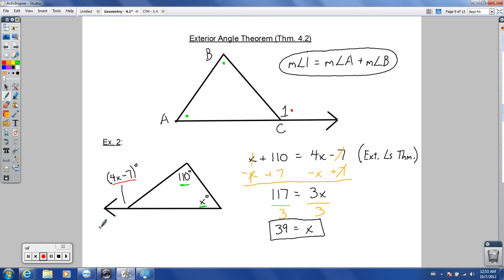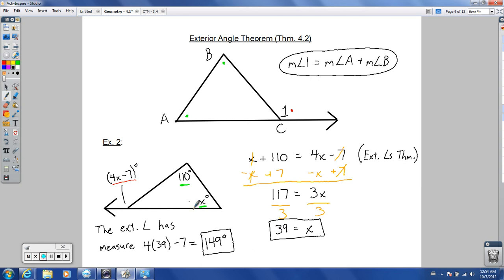So the measure of the exterior angle has measure, and we plug in 4 times 39 minus 7. 4 times 39 ends up being 156, and then 156 minus 7 is 149 degrees. So if they asked you for a little bit more than just solving for x, then you would plug it back in, do something like that.